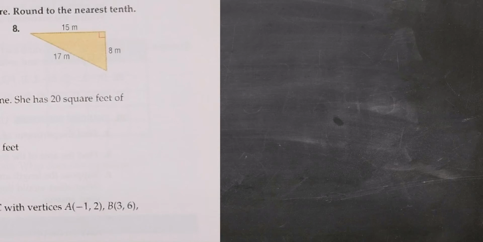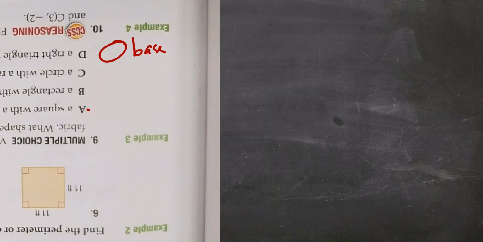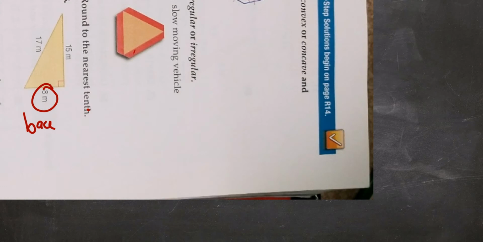Alright, number 8, pretty easy. Because of this, I'm going to call this the base right here. So I'm going to say this is the base. So think about it, guys. If I were to rotate this, it might be a little bit easier to see the base this way. So the base is always, whatever you want the base to be, that's fine. The height is always perpendicular to the base. So I see this right angle right here. That tells me that this is going to be the height.